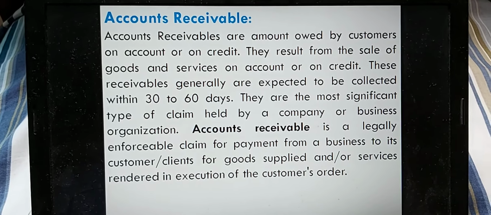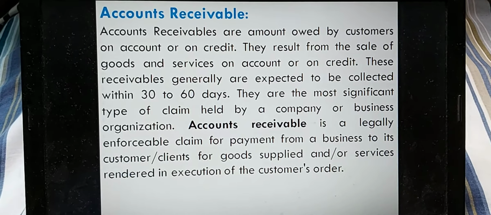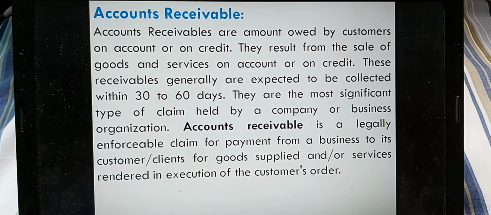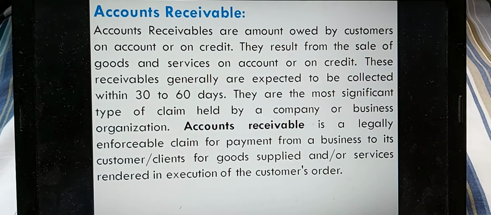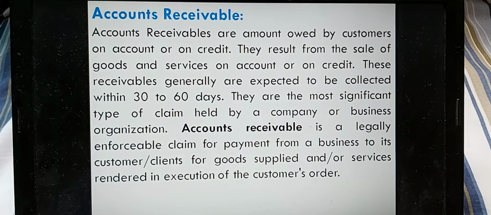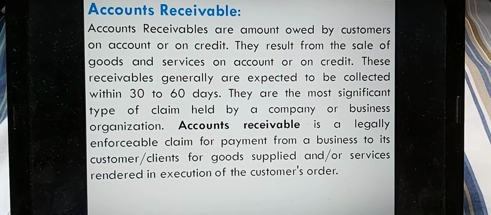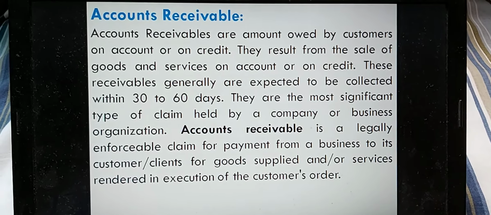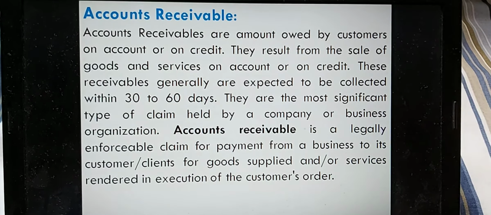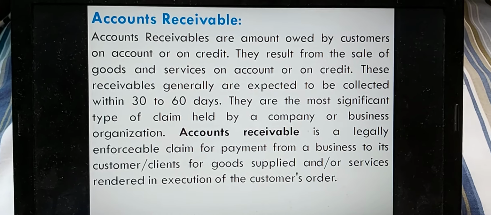Repeating again, what is accounts receivable? Accounts receivable are amount owed by customers on account or on credit. They result from the sale of goods and services on account or on credit. These receivables generally are expected to be collected within 30 to 60 days. They are the most significant type of claim held by a company or business organization. Accounts receivable is a legally enforceable claim for payment from a business to its customer or clients for goods supplied and or services rendered in execution of the customer's order.